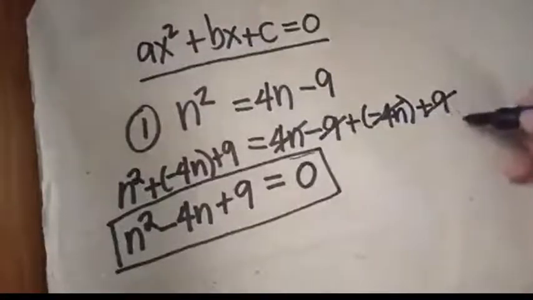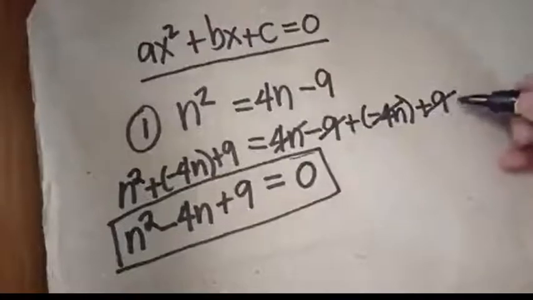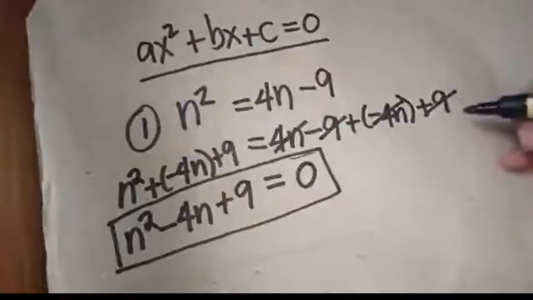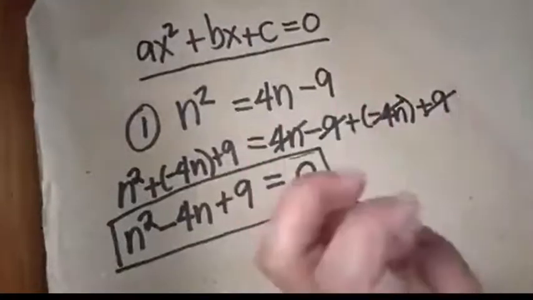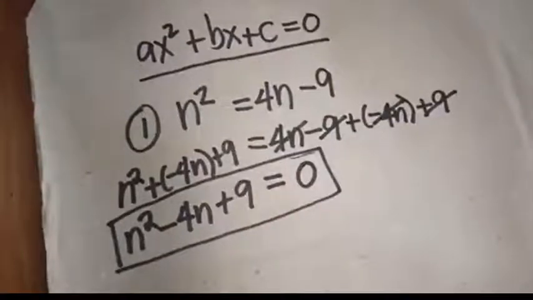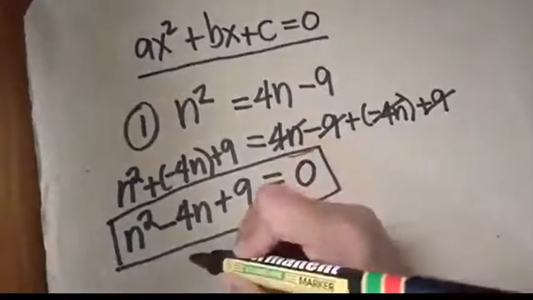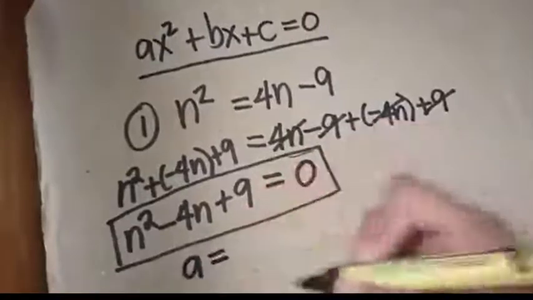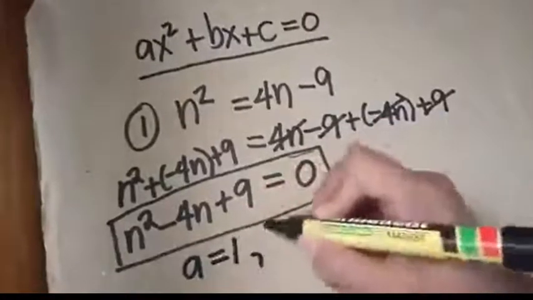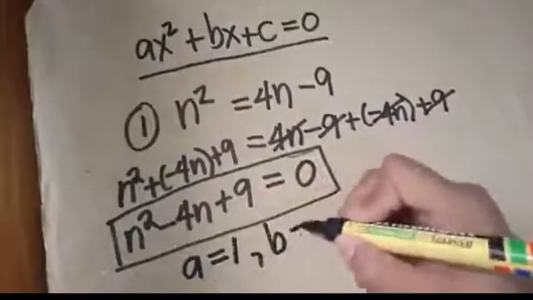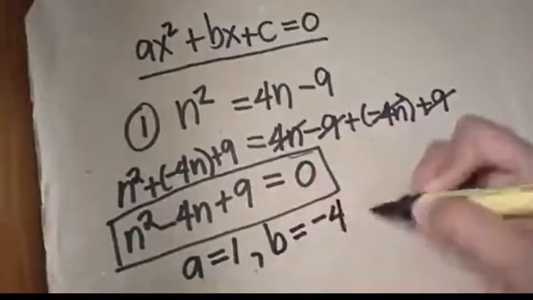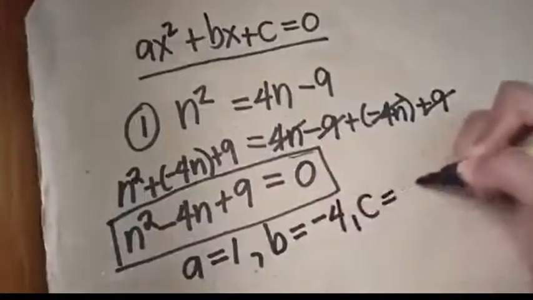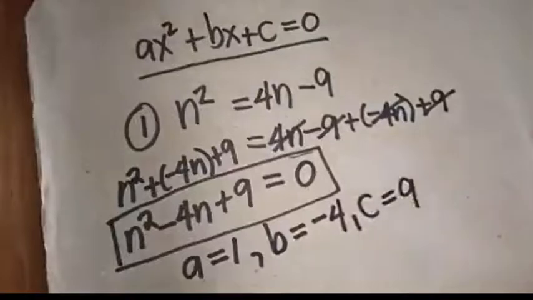Yung additive property of equality is actually the property that we use when we transform, or transpose. Okay? APE yung ginagamit natin when we transpose. So, therefore, the value of A is 1, B is equal to negative 4, and C is equal to 9.